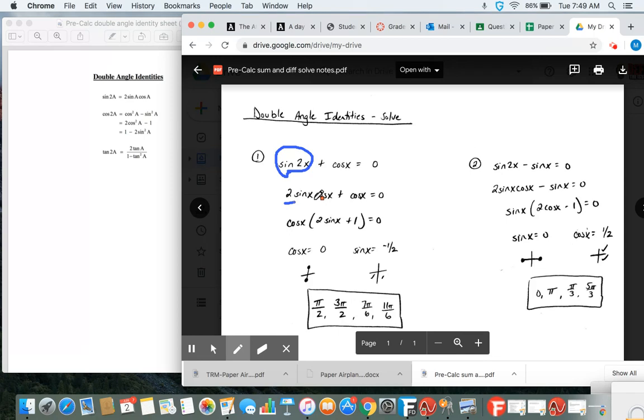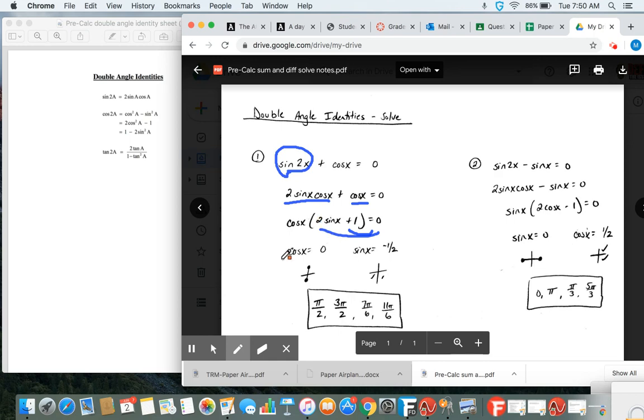Now I have two terms, right? This is just one term, and this is a term. Well, both of these terms have a cosine, so I factored that out. I asked myself what was left, and what was left was 2 sine x plus 1. At this point, I now can set each one of my factors equal to 0 and solve, right? Where did I get negative 1/2? Well, I just subtracted 1, I divided by 2, and I got negative 1/2.